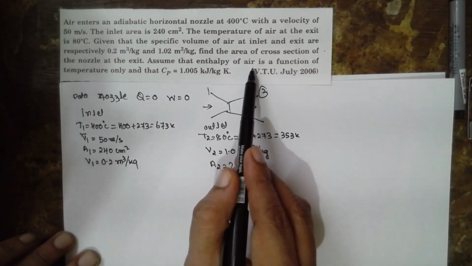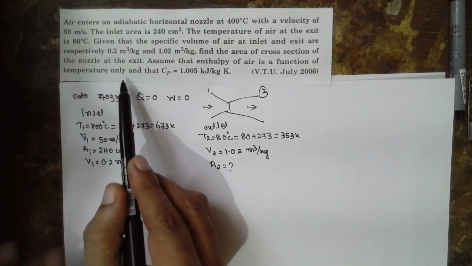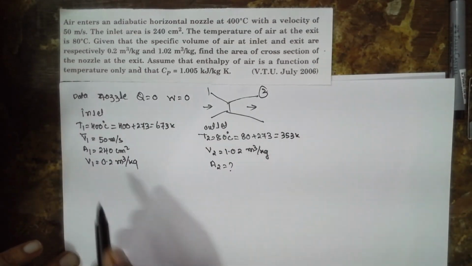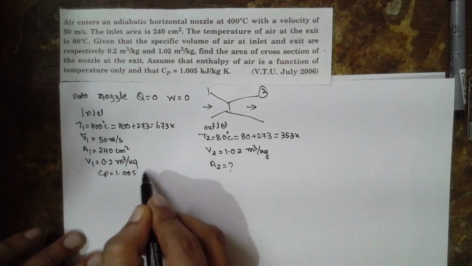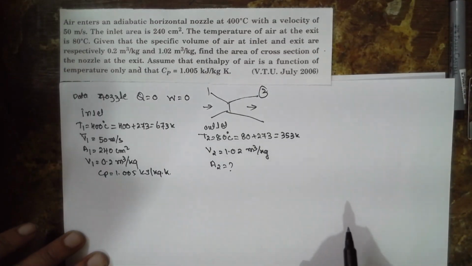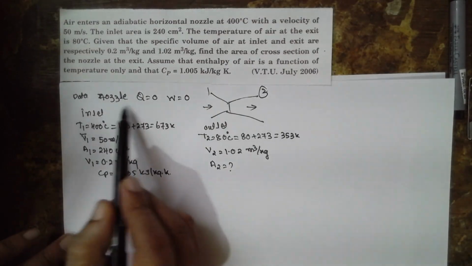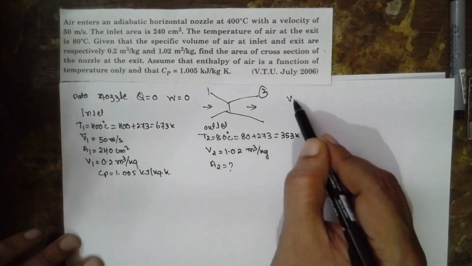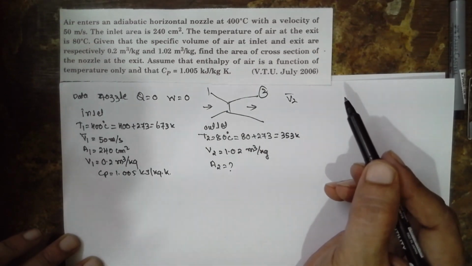Assume that enthalpy of air is a function of temperature only. Now they have given the Cp value. Cp is equal to 1.005 kilojoule per kg Kelvin. In the case of a nozzle, normally we will find the velocity. We need to find out the V2 bar.